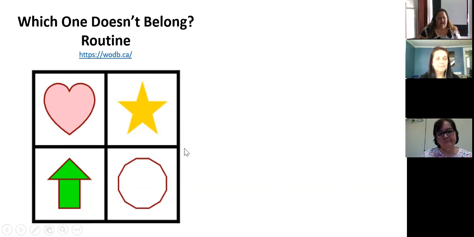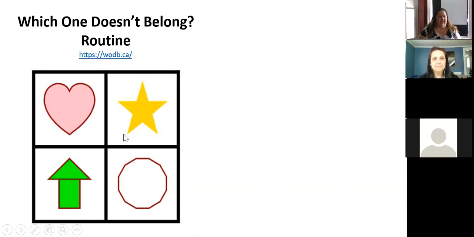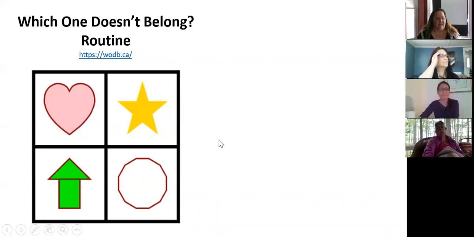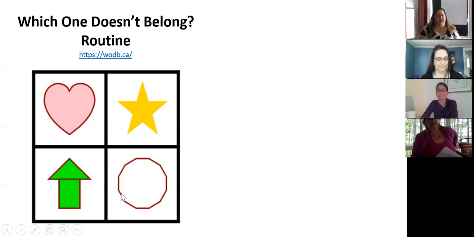I would say the star doesn't belong because it's not outlined. Good. So the star itself does not have an outline. The others all have that red outline. Who else found one? I would say the heart, because it's the only one that doesn't have straight lines. Good. So the heart here does not have straight lines, so it's not a polygon. The others all have straight lines. The arrow, because it's made up of 2 separate shapes. Nice. So the arrow is a composite shape, made up of the triangle and the rectangle, whereas all the others are made up of 1 solid shape.